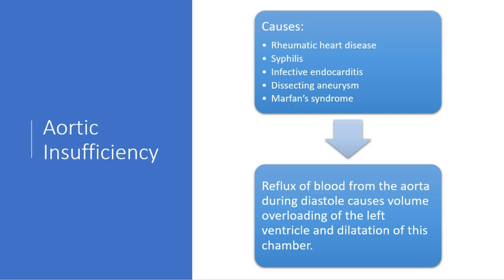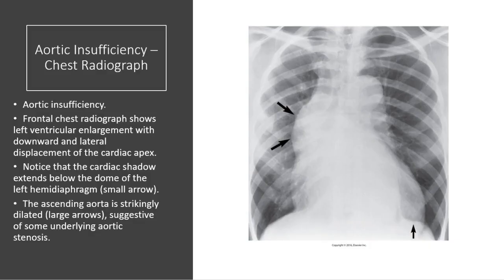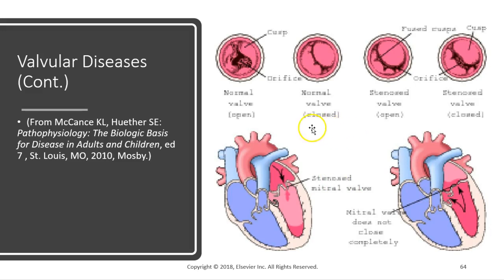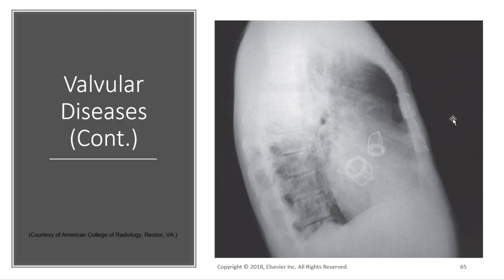syndrome. So common in Marfans. Reflux of blood from the aorta during diastole causes volume overloading in the left ventricle and dilatation of this chamber. So you can see right here the enlargement and the enlargement right here. That's not the heart. All right, so you can see the different valvular disease here, and normal valve. So the different valves. This is in your book, so you should be able to see that better. And you can see a person's had valve surgery, replacement surgery.